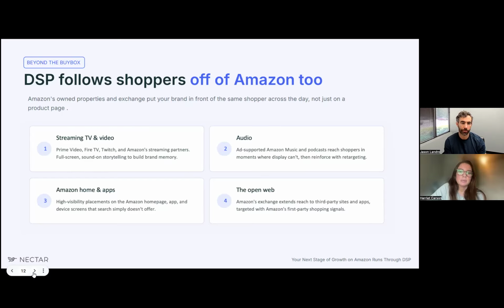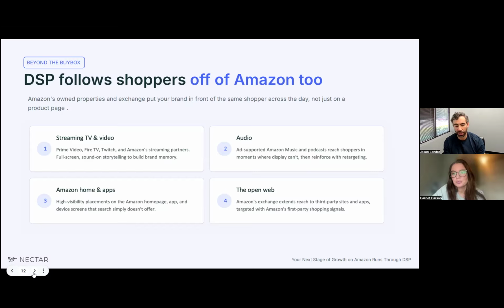Audio ads: Amazon has some podcasts that they technically own. They're expanding this heavily. You can show up on podcasts or with audio ads. With podcasts, you can do guaranteed buys where the podcast actually talks about your brand. You can also do Amazon homepage buys, and you can contextually target competitors' product detail pages with DSP ads. And then the open web: Amazon extends reach to third-party sites and apps, so you can be on ESPN.com, for example. There's not really much of a limit there.